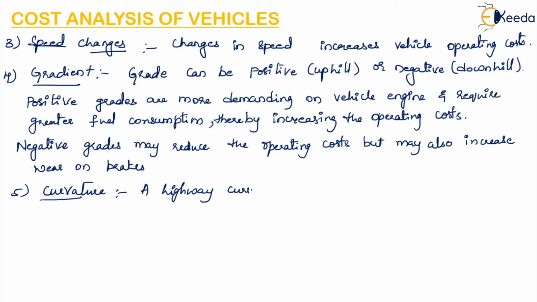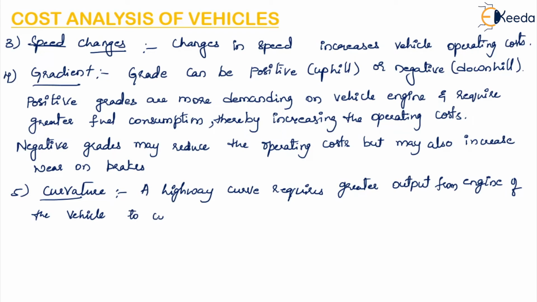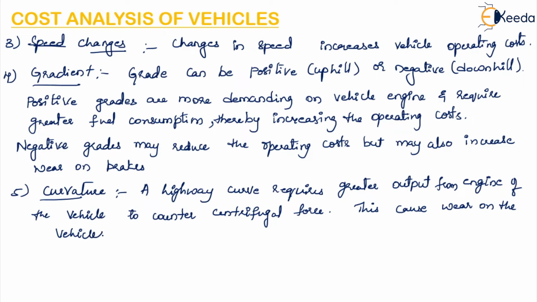So a highway curve requires greater output from the engine of the vehicle to counter the centrifugal force. So this causes wear on the vehicle tires and increases the operating cost.